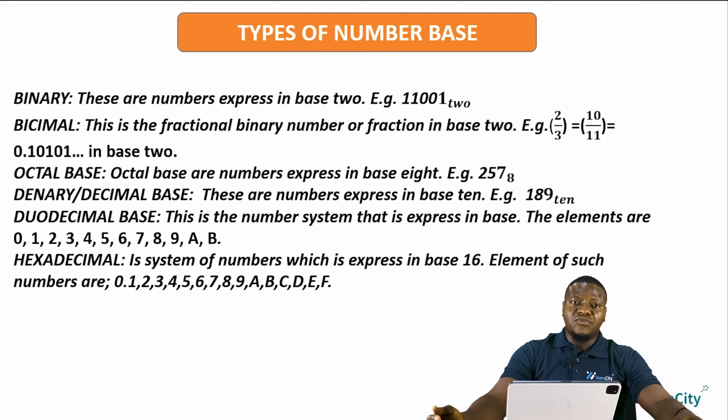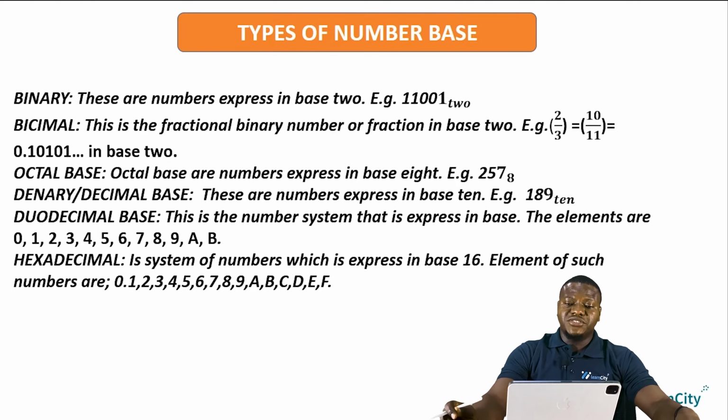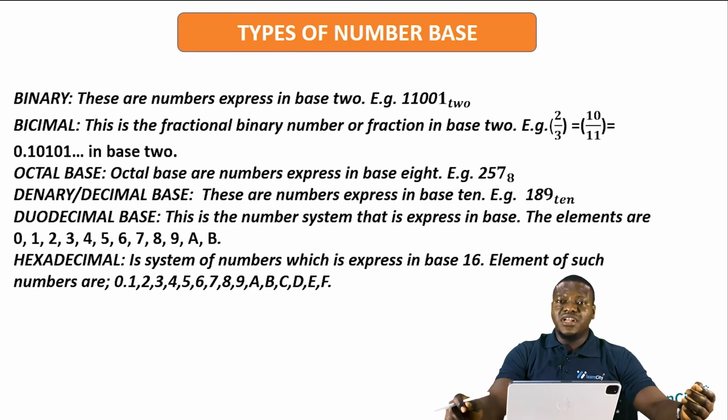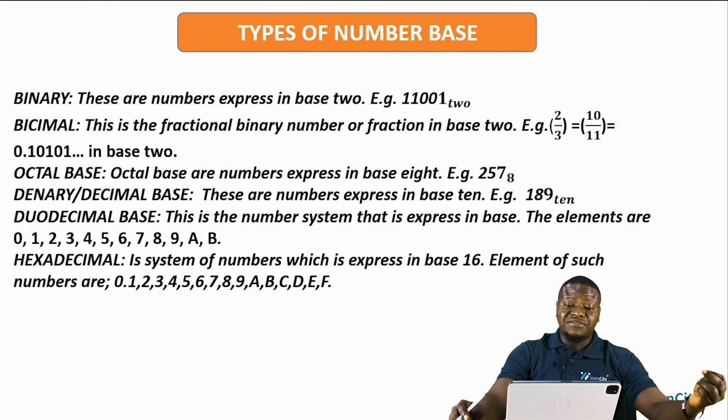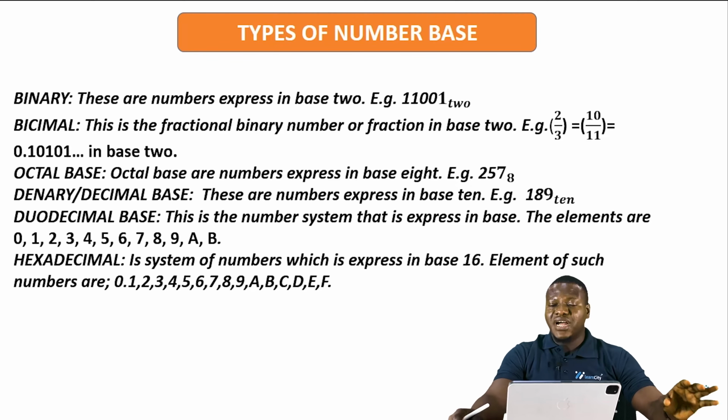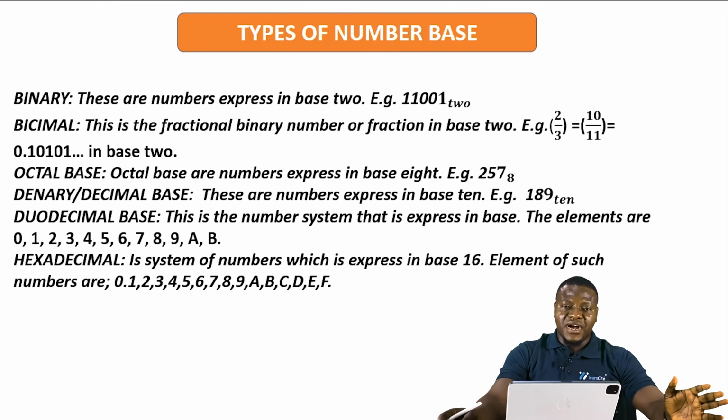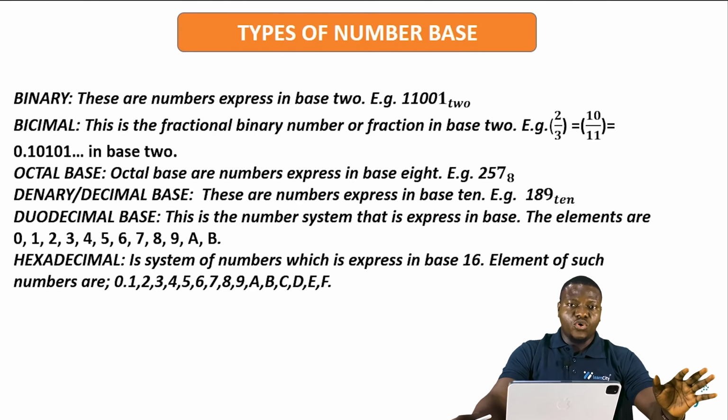After our real numbers, the decimals after them are called decimal numbers. Another set of number is octal base. When we talk of octal, we mean 8. So numbers in base 8 are octal base numbers. As I have said earlier, the maximum number you can have in base 8 is 7, and you cannot have a number up to 8. Another set of numbers we will have is decimal numbers, or you call them denary numbers. These denary numbers are natural numbers and they are numbers in base 10.